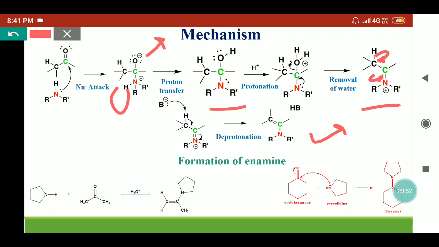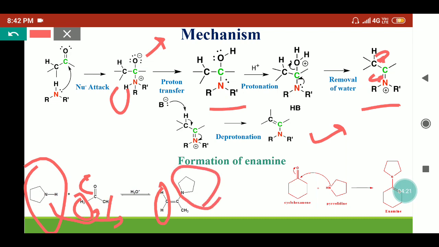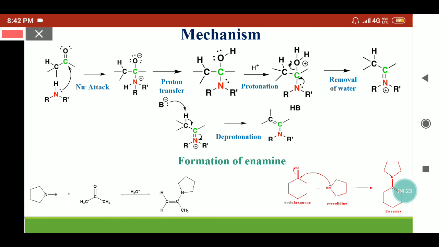Here we have taken 2 more examples to synthesize the enamine, where we have used pyrrolidine and acetone. So simply the nitrogen's lone pair will attack this carbon, and here it will form the OH ion, and in the next step this OH will leave through protonation, and this CH3 will give this proton. So we are getting CH2 double bond C, where one CH3 is intact and the amine group is attached, so we will get the enamine.